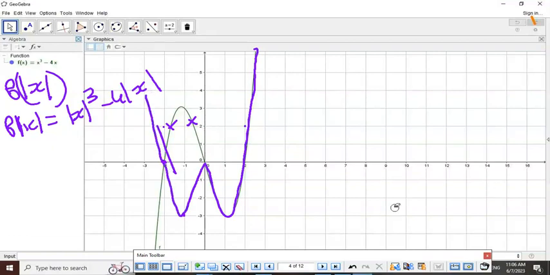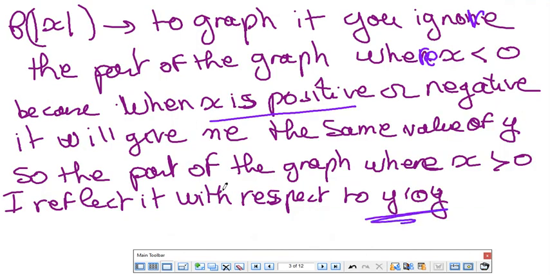Okay, so I ignore all the part of the graph where x is negative. Now, for x negative, it will not give me a different answer than when x is positive. When x is negative and when x is positive, both give me the same y. Look at this: for x equals 1, y is minus 3, and for x equals minus 1, y is minus 3. For example, this point here and this point here both have the same value of y. So when I need to draw f of absolute value of x, I ignore all the part of the graph where x is negative. I just look at the part where x is positive and I reflect it across the y-axis.